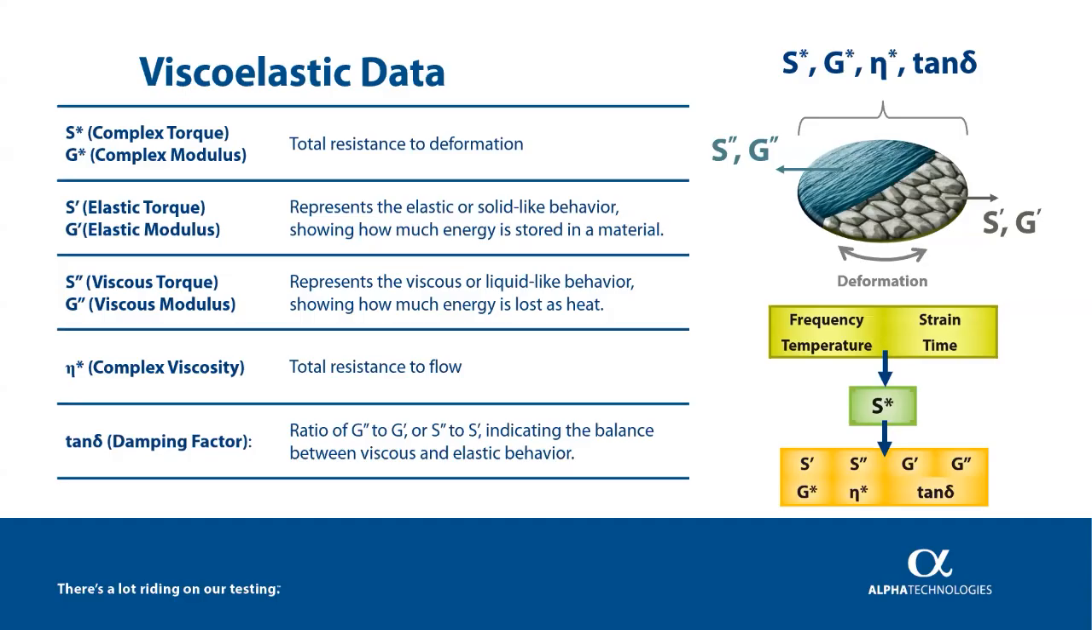Moving on to eta star, which is complex viscosity, this tells us the total resistance to flow. It gives us a sense of the material's thickness or stickiness under an applied force. And finally, tangent delta, the damping factor, is the ratio of G double prime to G prime, or S double prime to S prime. This is the phase angle, and then the phase lag. It shows the balance between the material's liquid-like and solid-like behavior. A higher tangent delta means the material flows more, while a lower value indicates more elastic and solid-like behavior.